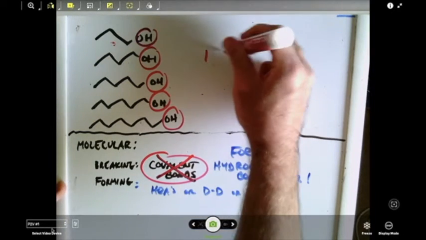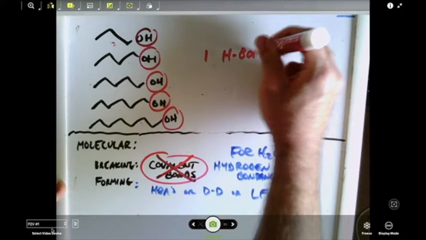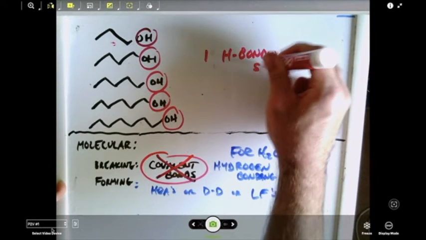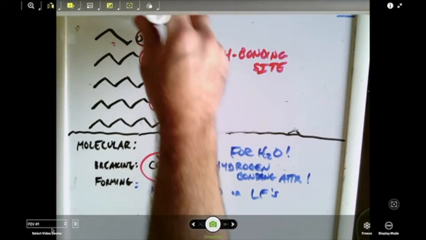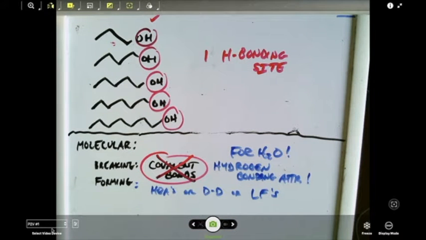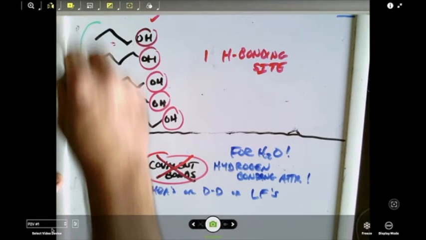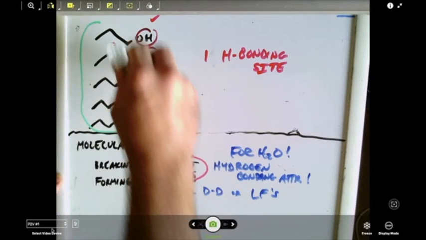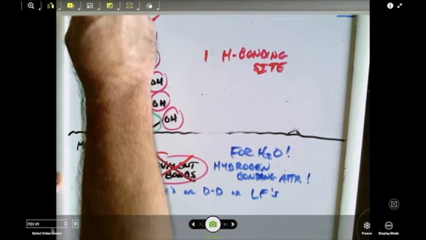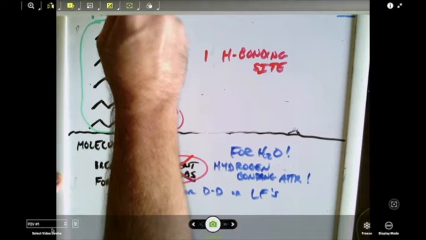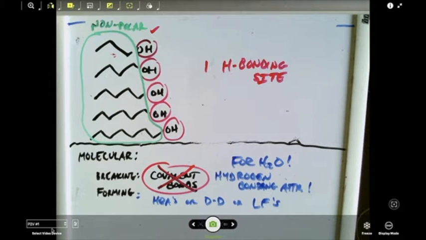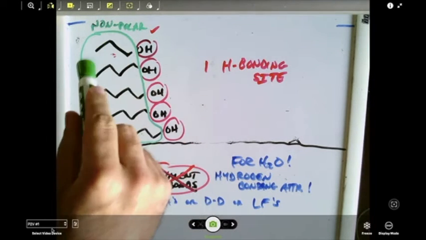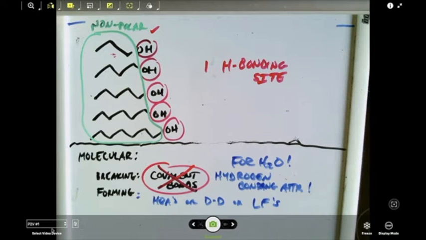And so they each have one H bonding site. So bear in mind, this is going to mean water's really, really interested in that part of the molecule. On the other hand, the rest of the molecule here, very much nonpolar and getting bigger and bigger and bigger. So the only thing that is going to be able to happen between water and the rest of the molecule is the formation of London forces.